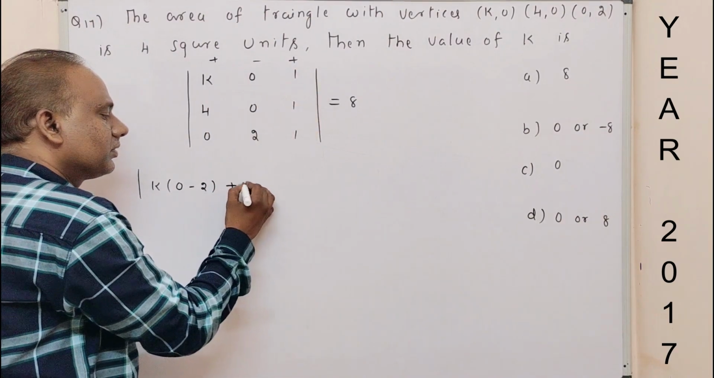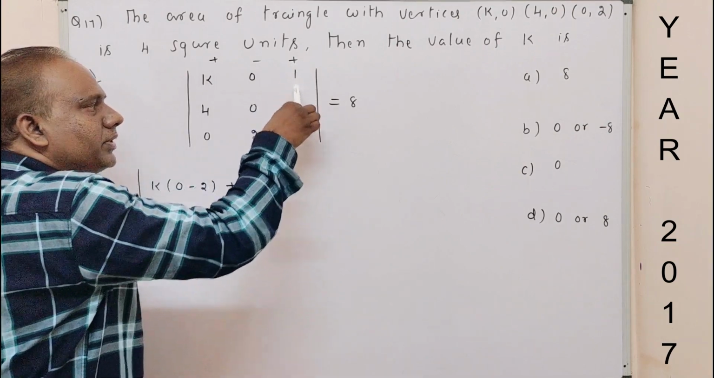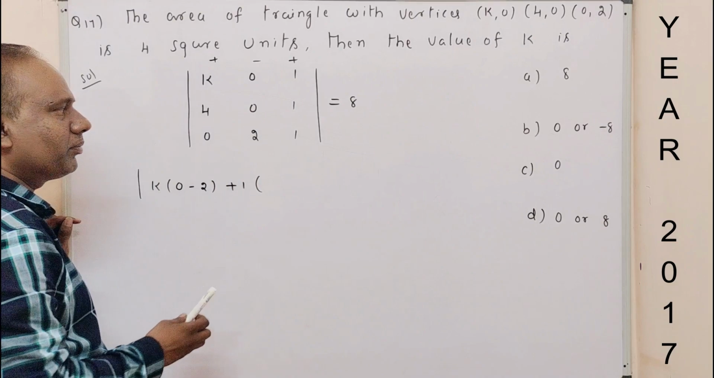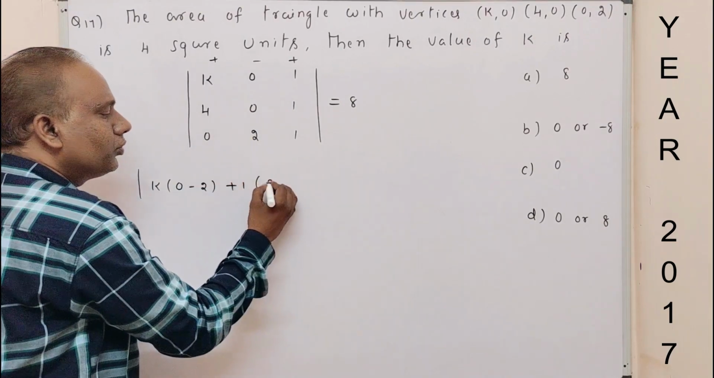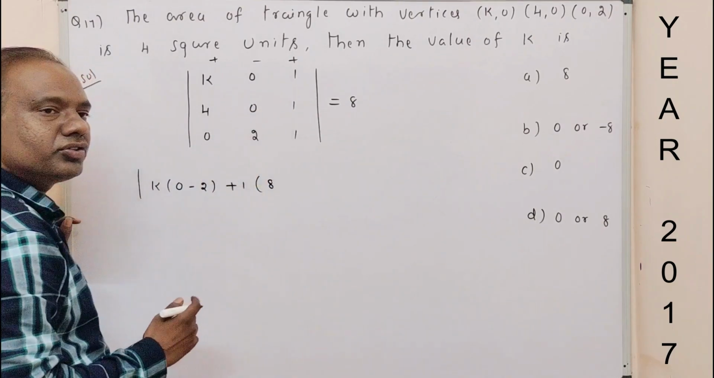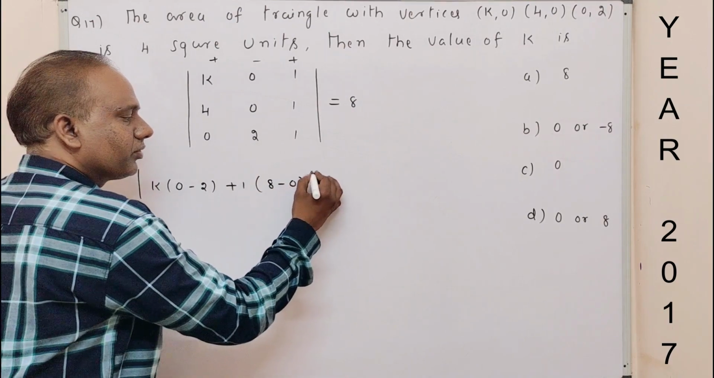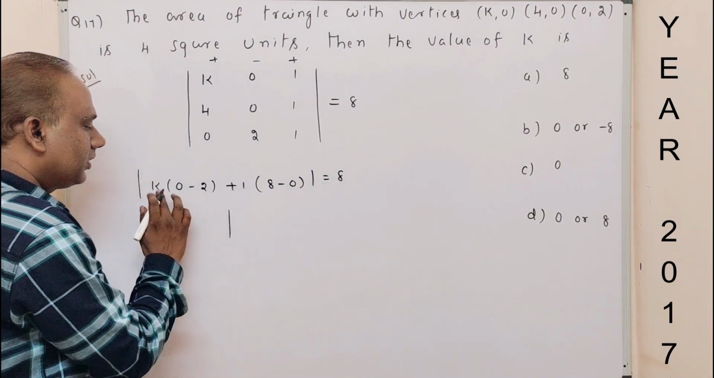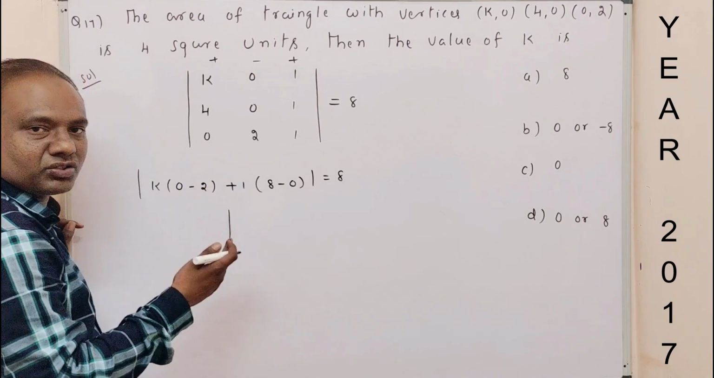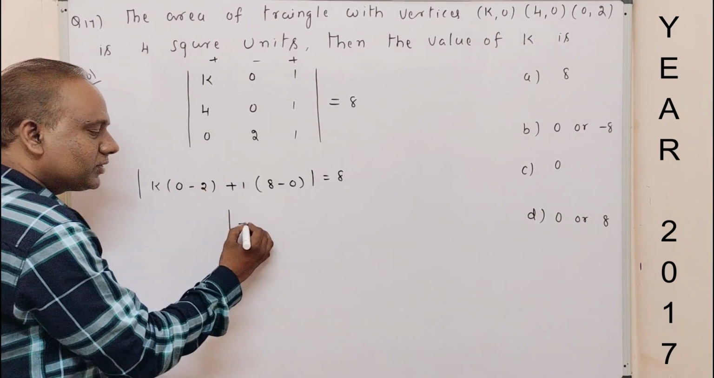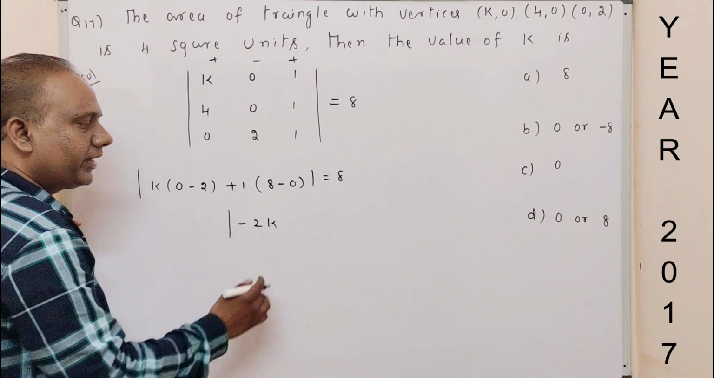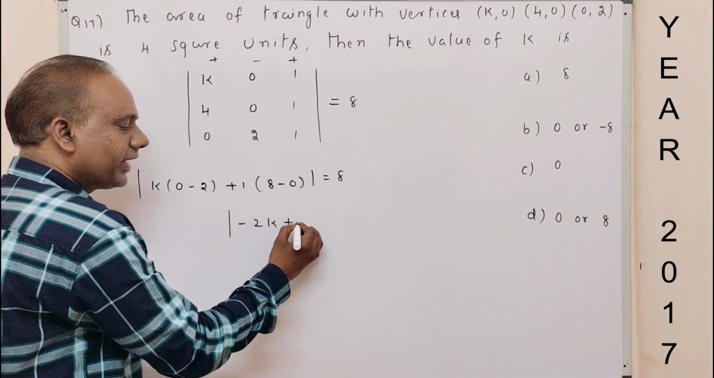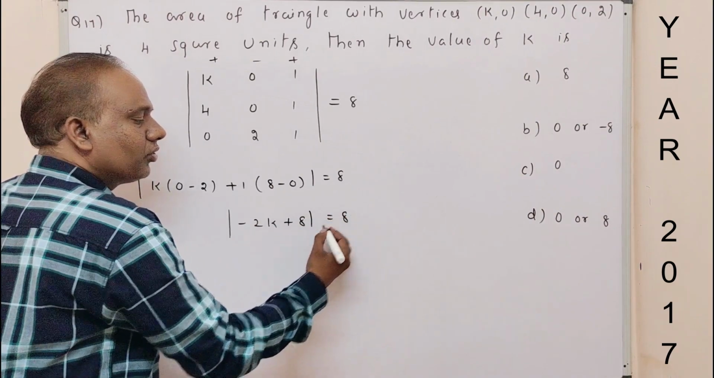Plus 1 into, means that column and row will be closed. Here we can calculate the determinant of this. So 4 into 2 is 8, 0 into 0 is 0, so it is equal to 8. Now it is k into 0 minus 2, which is minus 2. Minus 2 into k is minus 2k. Here 8 minus 0 is 8, and 8 into 1 is 8, is equal to 8.